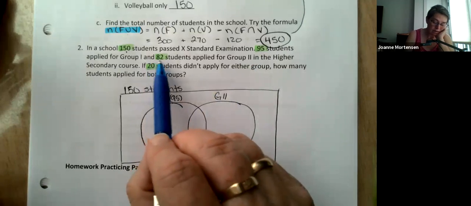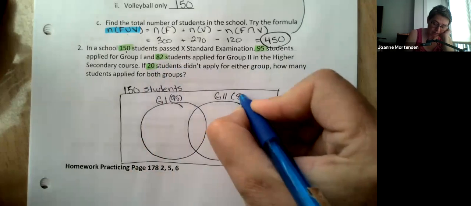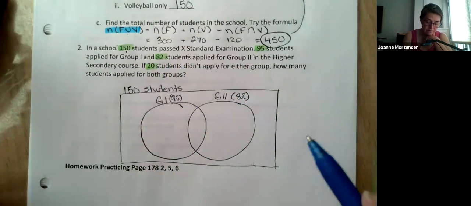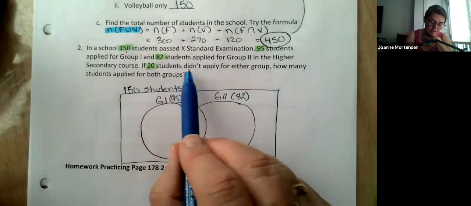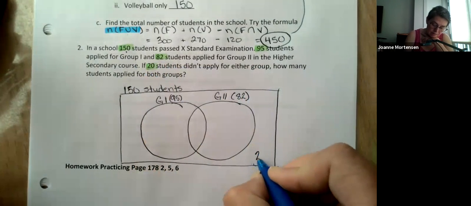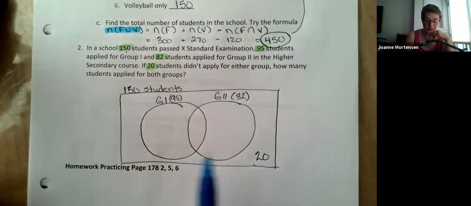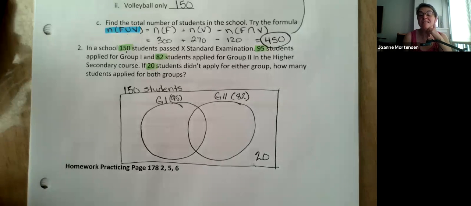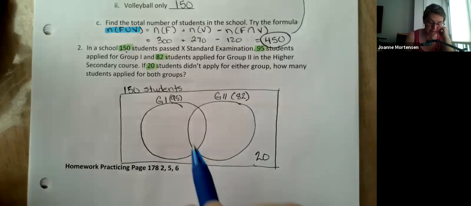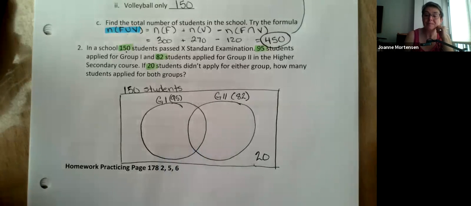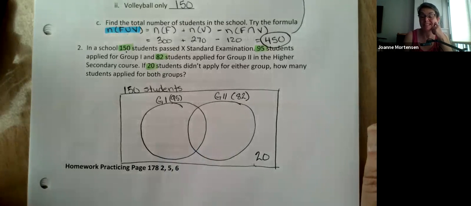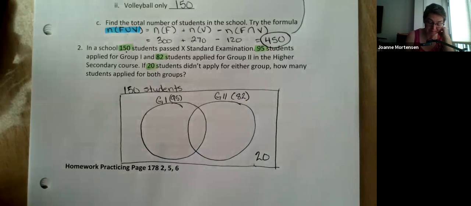Okay, now 82 apply for here. We're good. And 20 didn't apply for either group. So the 20 goes out there. So unlike all the other questions, this one, we have to figure out the intersection first, okay? Obviously, they're the ones that are a little trickier and you've got to play around with. To be honest, students showed me how to do this last year and I've forgotten. It's been a year since I've done it. Let's muddle through it together.